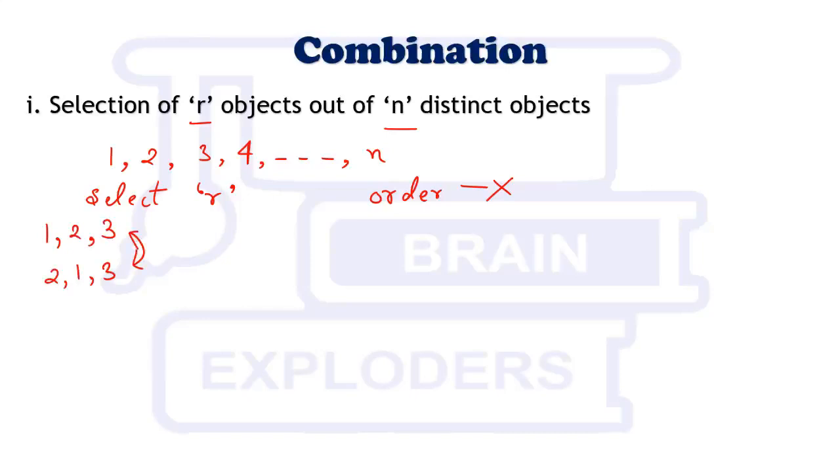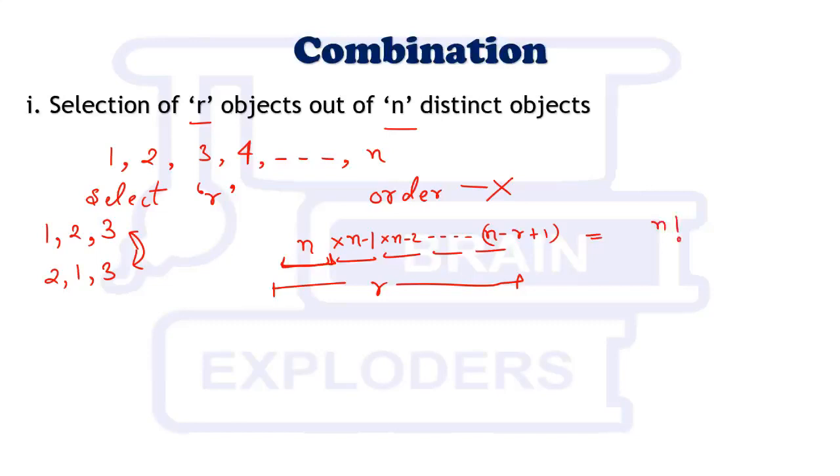In the permutation, suppose there were certain r places. To fill the first place we have n choices, to fill the second place we have n minus 1 choices, to fill the third place we have n minus 2 choices, and in this way we had n minus r plus 1 choices for the last place, and it is equal to n factorial over (n minus r) factorial. And these are the number of permutations, not combinations.